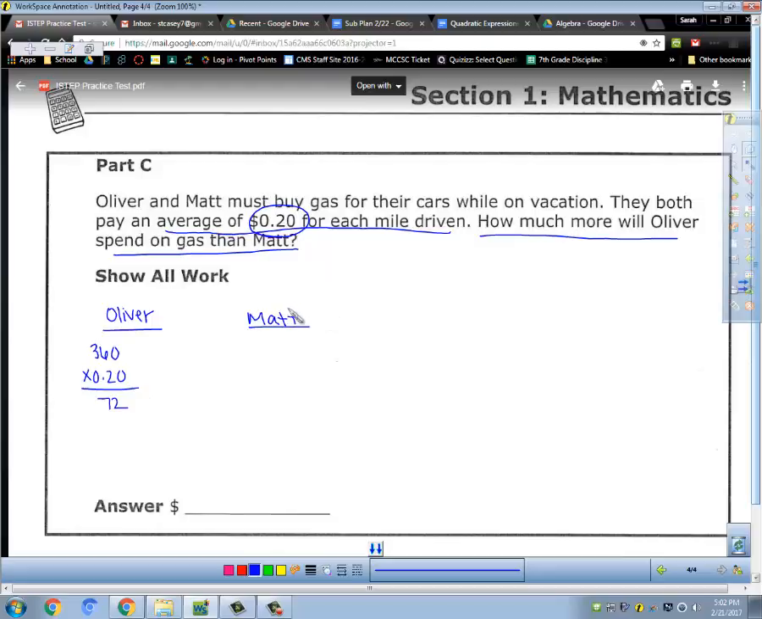Now in part B, on the previous page, we found that Matt drove 248 miles. So multiply that by 0.20, and we're going to get 49.6. If it wants to know how much more, we're just going to subtract the two. So 72 minus 49.6 gives us 22.4. So your final answer should be $22.40.